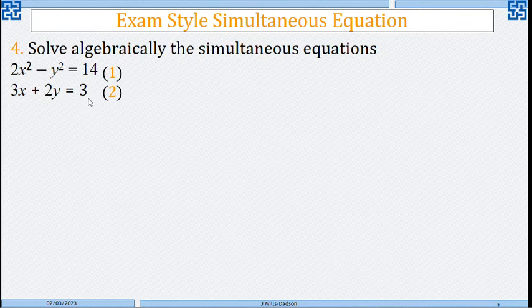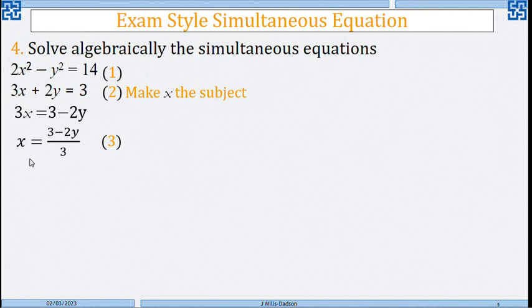If you want to do substitution, it's always best to make a subject out of the linear relationship. We can make y the subject or x the subject before we put that expression back into the quadratic relationship. So I'm going to make x the subject. I'm going to minus 2y from both sides and then divide through by 3. So I'll end up having 3x equals 3 minus 2y, and dividing both sides by 3, I'll have x equals 3 minus 2y all over 3. I call it equation 3.